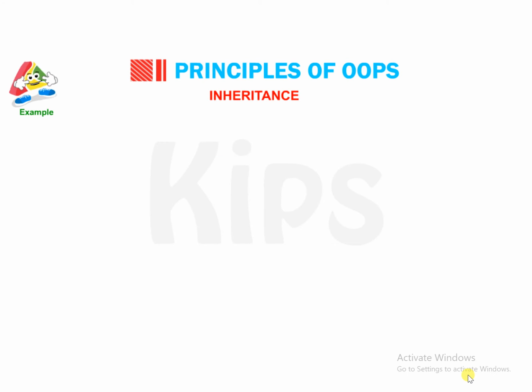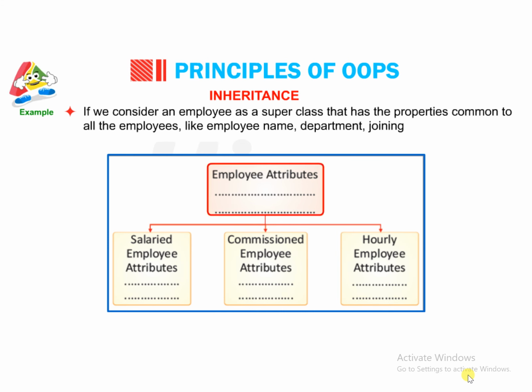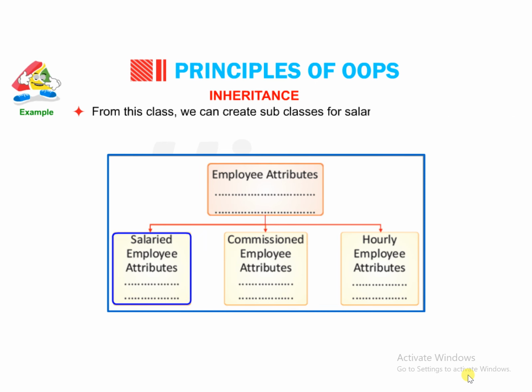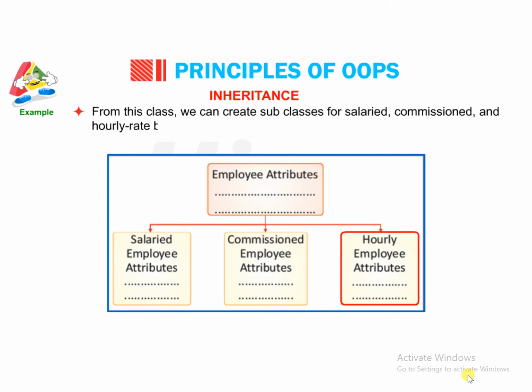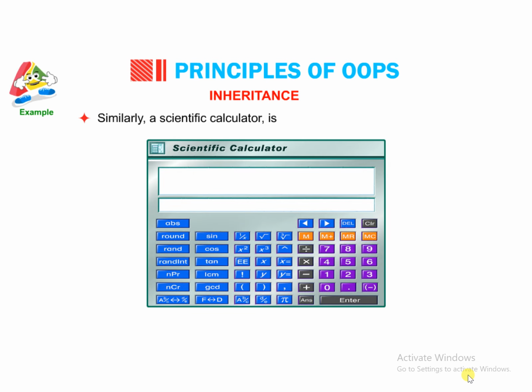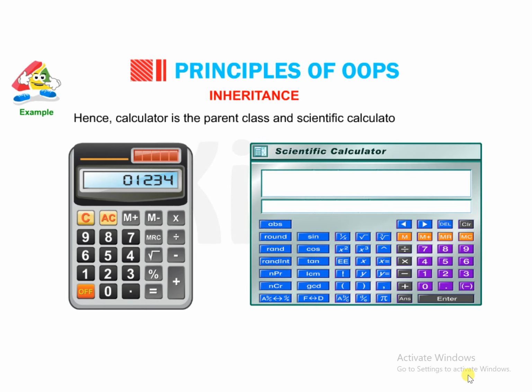Let us take an example. If we consider an employee as a superclass that has the properties common to all the employees like employee name, department, joining date, department name, etc. From this class, we can create subclasses for salaried, commissioned, and hourly rate-based employees. Similarly, a scientific calculator is an extended form of a calculator. Hence, calculator is the parent class and the scientific calculator is the child class.